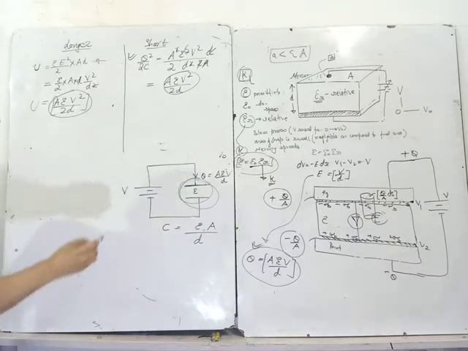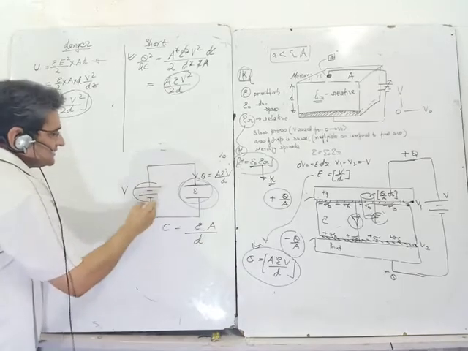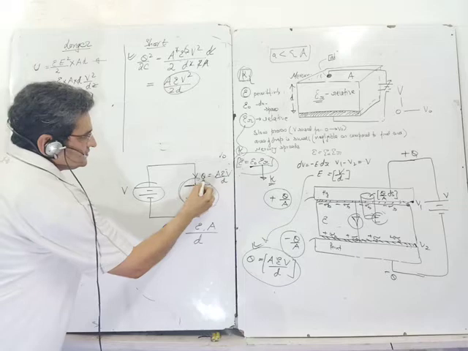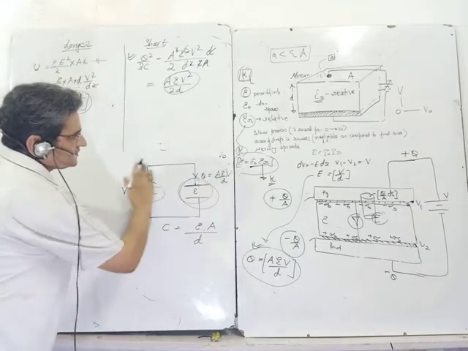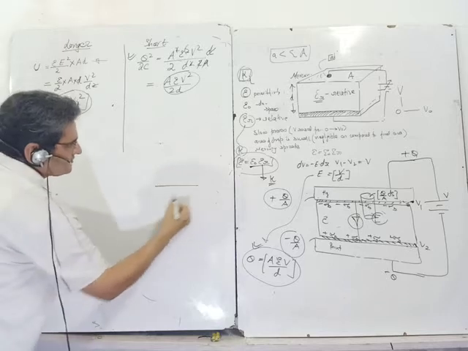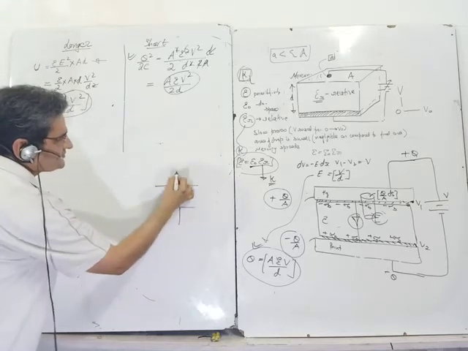What is the energy supplied by the battery? Now let me go to the systems approach. So this is a system. Let me go in the systems approach. This is a capacitor, which is a system.